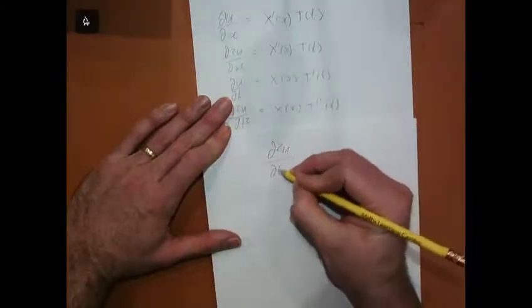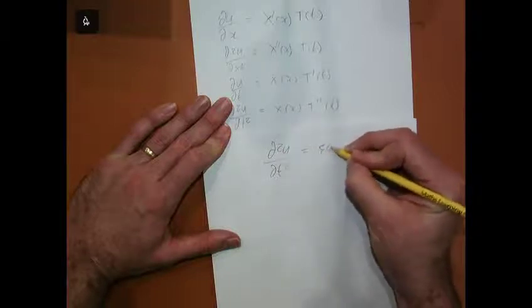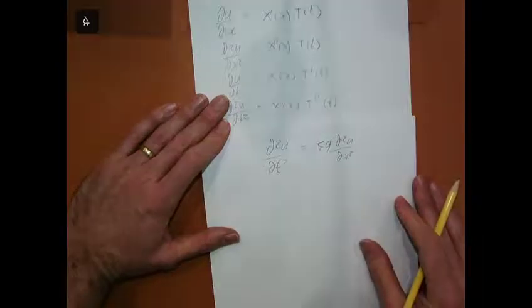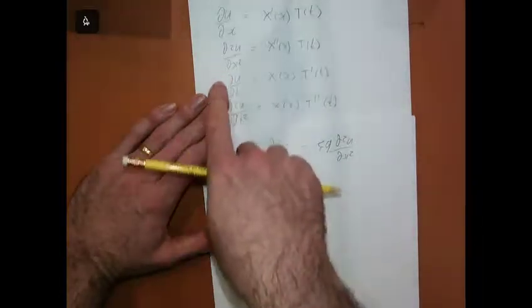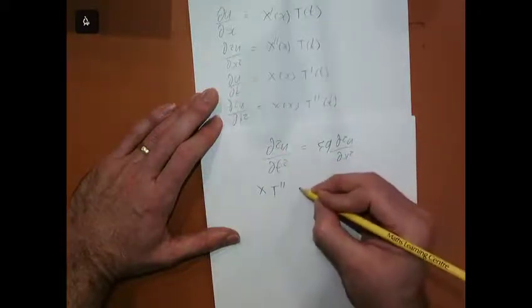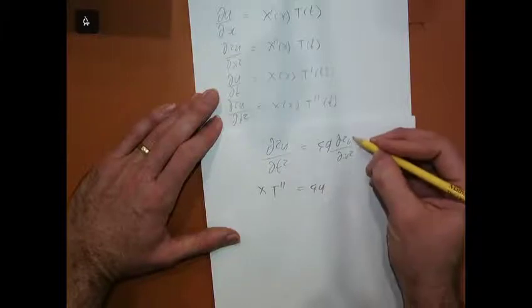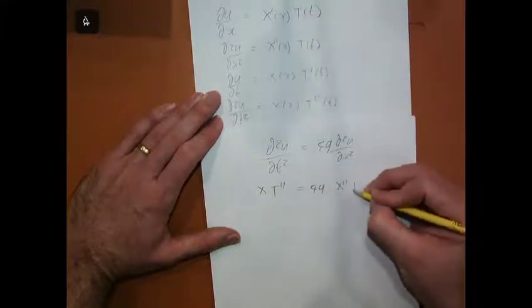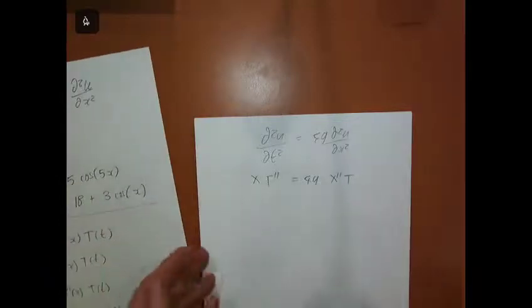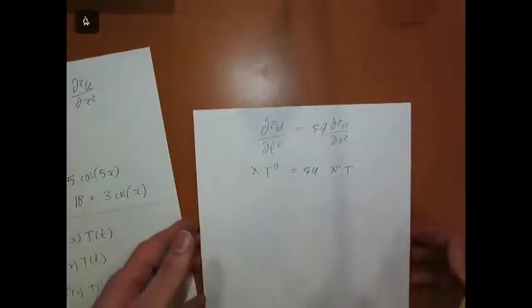So the original equation was d squared u on dt squared is 49 d squared u on dx squared. And so I'll sub everything in. The d squared u on dt squared is this, X T double dashed. And the d squared u on dx squared is X double dashed T. If it's okay, I'm going to leave out the actual variables, little x and little t, because I can remember that they are there because I've labelled my functions as the capital versions of those things.